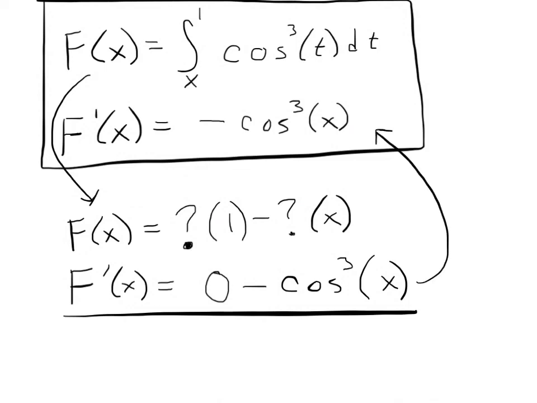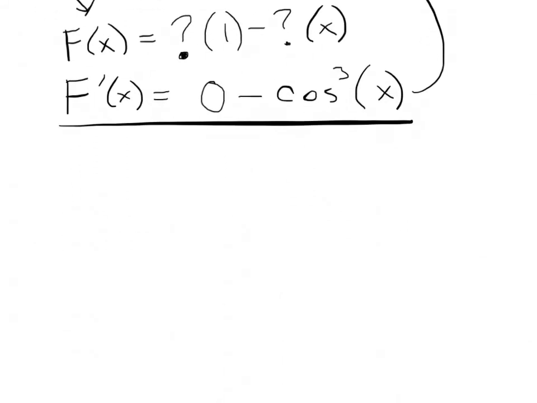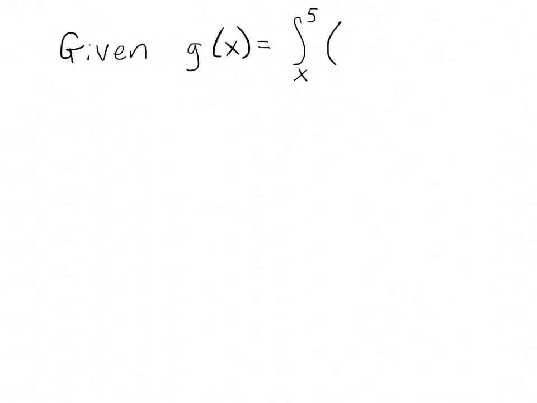So let me show one more example of that, just to convince you that you've got the idea right. Suppose that you are given that g of x is the integral from x to 5 of the cosine of t squared minus 3t dt. And then you're asked to find g prime of x.